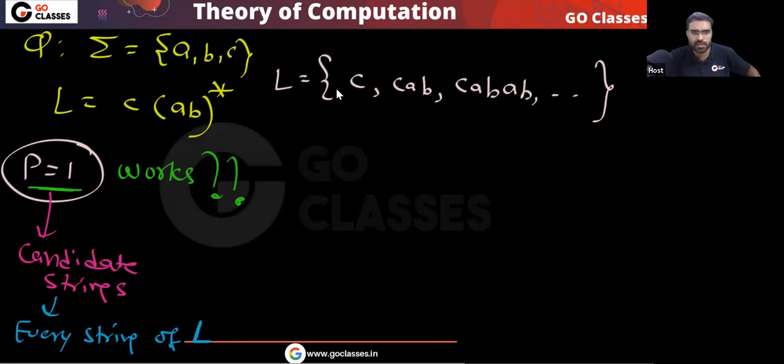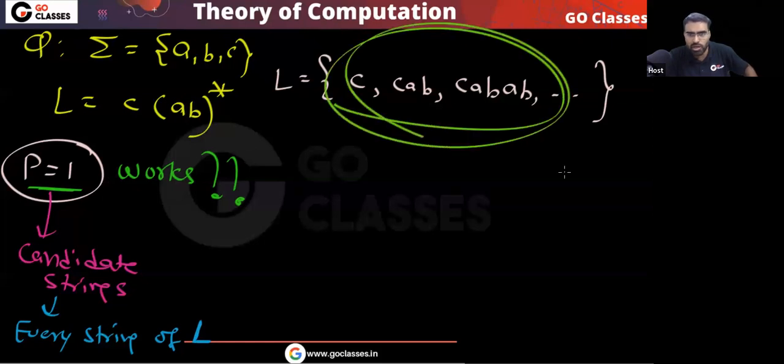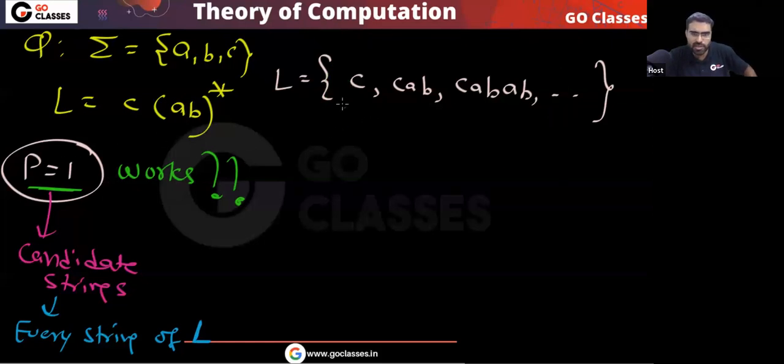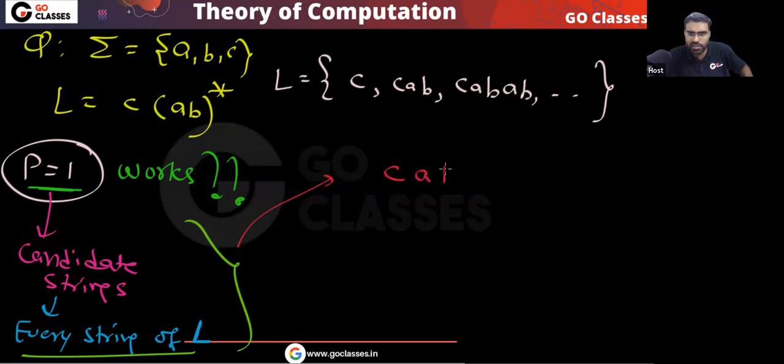Correct. Very simple, because your candidate strings must belong to L, and their length must be greater than or equal to 1. So these are the candidate strings. Now tell me, which candidate string will definitely violate? Notice one thing. If I take this candidate string, will it violate? Does this candidate string violate?